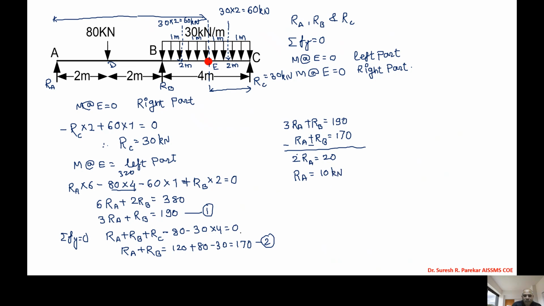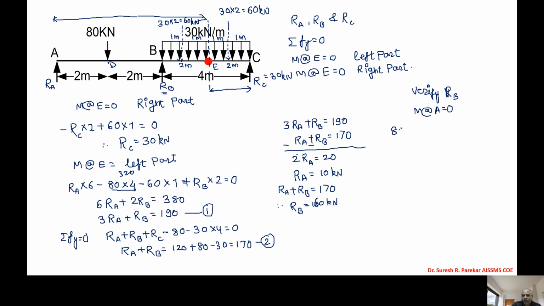Then by using equation 2, we have RA plus RB equal to 170, and from this we will get RB equal to 160. Now we can verify this. Sorry, we will take moment about A = 0 and we will verify RB. So verify RB. Then we will have moment about A = 0. And then we will take moment of all.